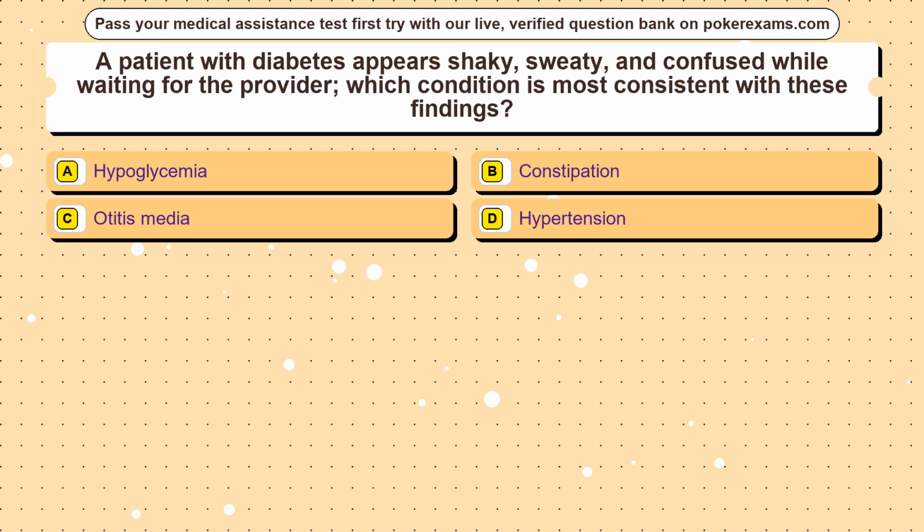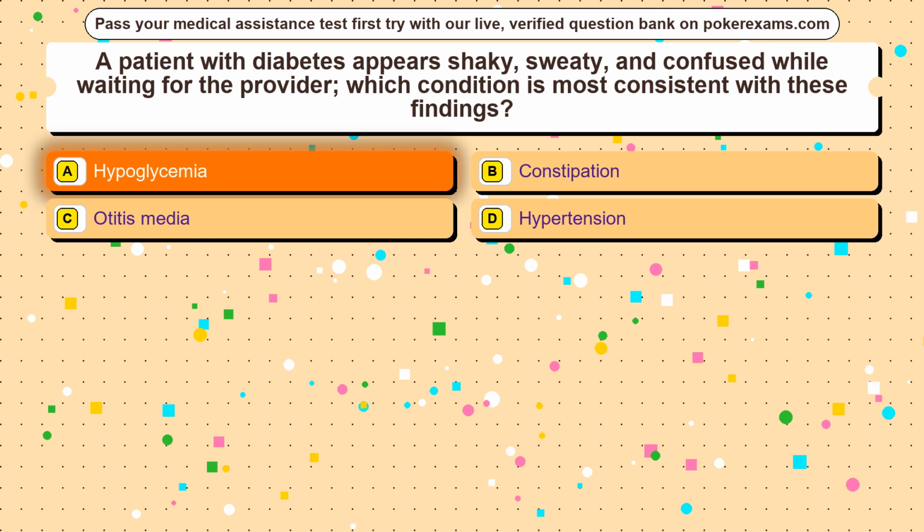Question 91. A patient with diabetes appears shaky, sweaty, and confused while waiting for the provider. Which condition is most consistent with these findings? Option A, hypoglycemia. Option B, constipation. Option C, otitis media. Option D, hypertension.